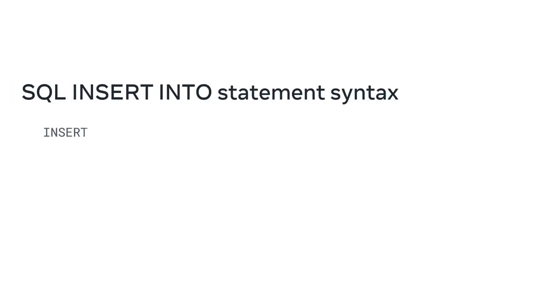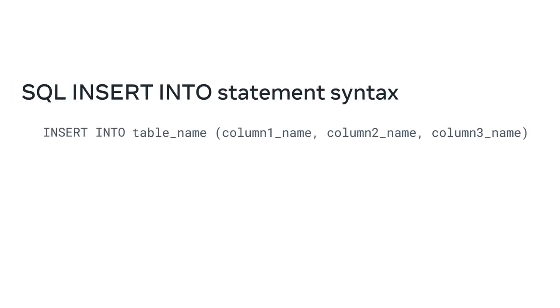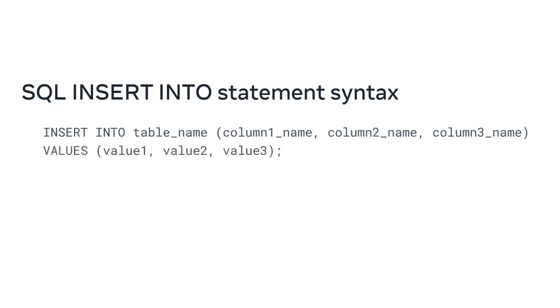To write an insert statement, first write an insert into clause. Then specify the table name followed by a list of columns contained within a pair of parentheses and separated by commas. Then use the values keyword and write a list of values within a pair of parentheses. It's important to remember that each value corresponds to a specific column and so should reflect the same data type and order.